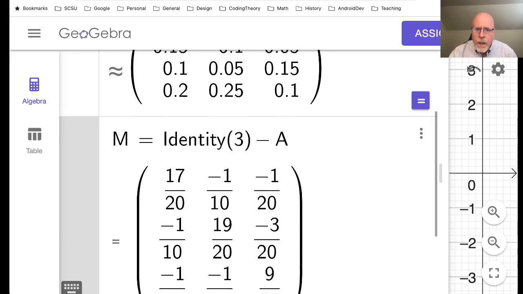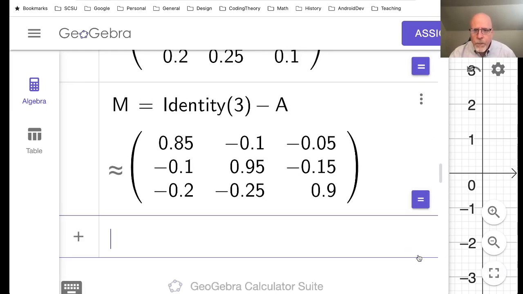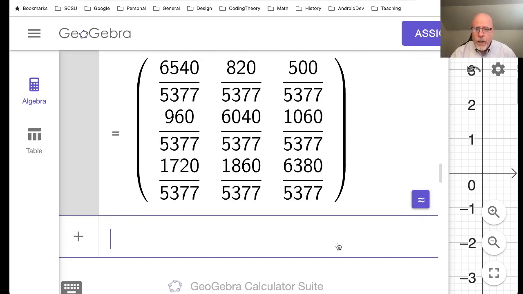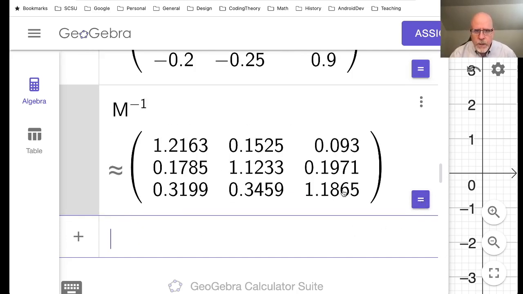There we go. Notice this did more or less what we saw before, where you got 1 minus numbers on the diagonal, so they end up being positive, and then the negatives of the entries from A are off the diagonal. Let's do this inverse thing. Well, if you just raise it to the -1 power, that's one way to do it. And wow, it's going to be some ugly decimals in it.